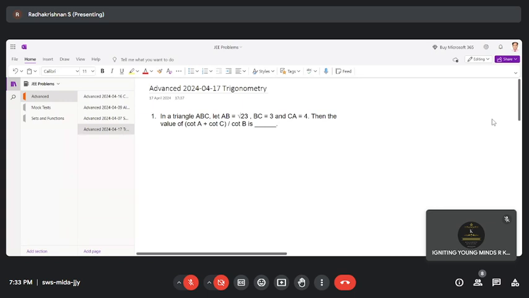So you have to be familiar with all the concepts in trigonometry, and questions will come from the most advanced part of the topic. So like this, this is from the properties of a triangle.